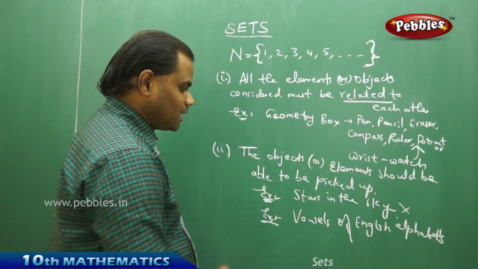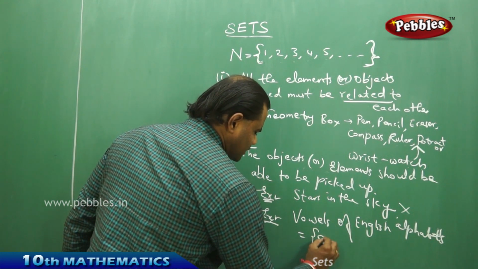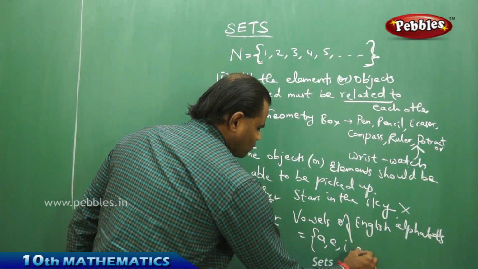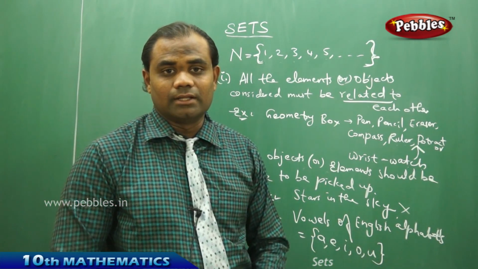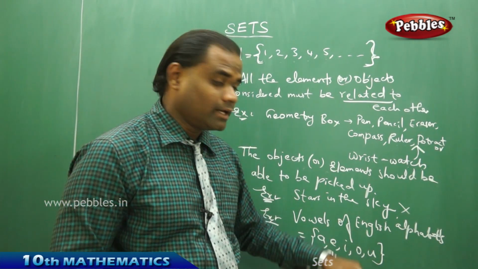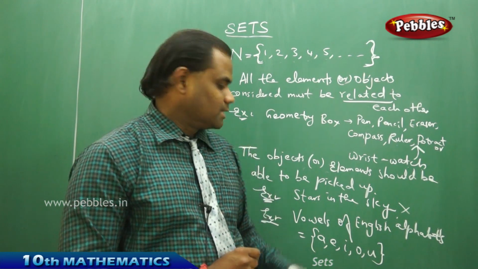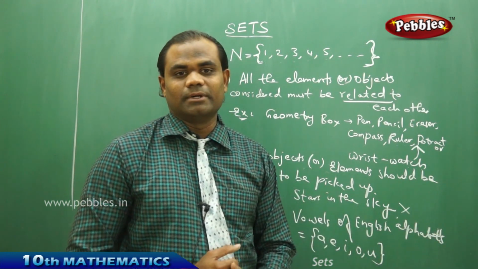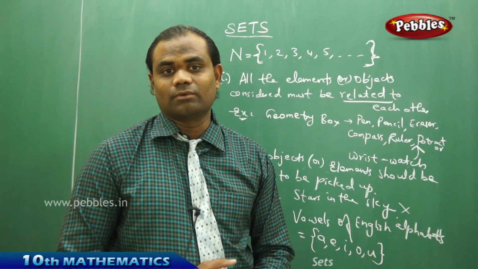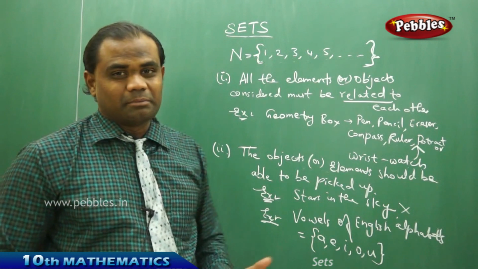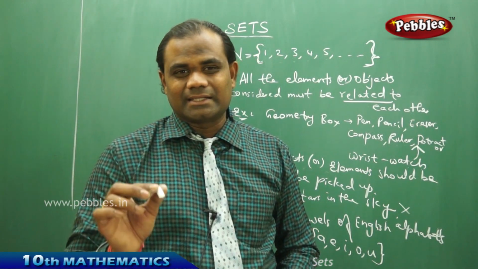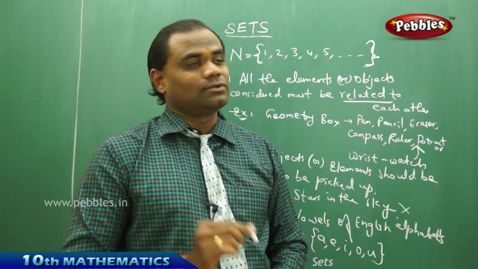So the vowels of English alphabets, which are clearly A, E, I, O, U, is something which we already know from the English class. The vowels A, E, I, O, U form a set of vowels of English alphabets, the 26 letters starting from A to Z. So with this clear picture, it makes me understand that a set is a well-defined collection of objects.